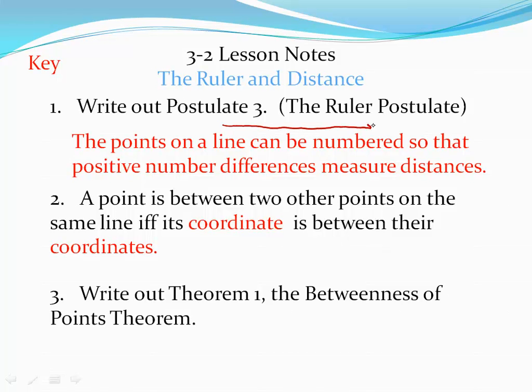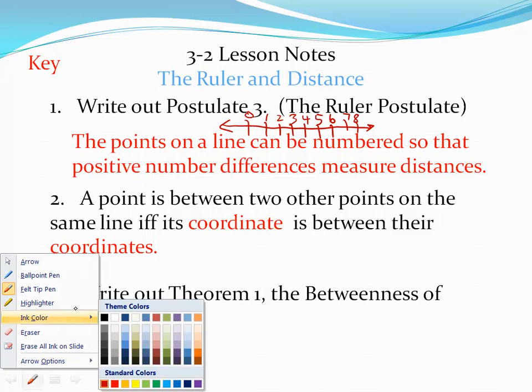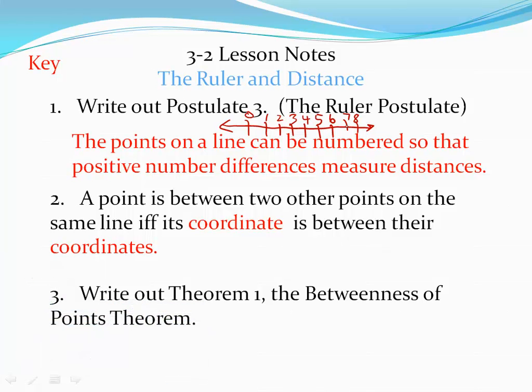So, for instance, if we have this number line, ruler, whatever we have, if I want to know the distance between here and here, 7 and 2, it's just 7 minus 2, the distance is 5, the positive number difference. That measures the distance. And with a ruler, you don't have to measure from the 0, you can measure from any place on the ruler and then just find the positive number difference between where you start and where you end, and there you have your distance.